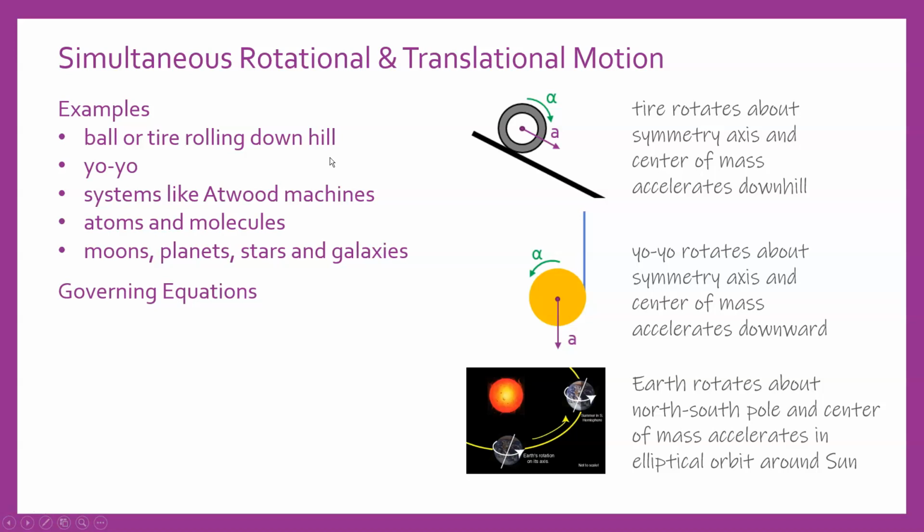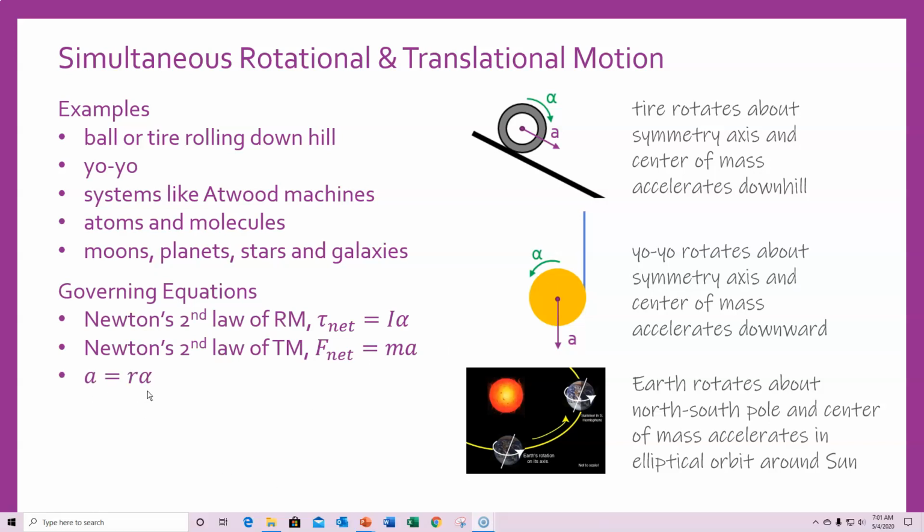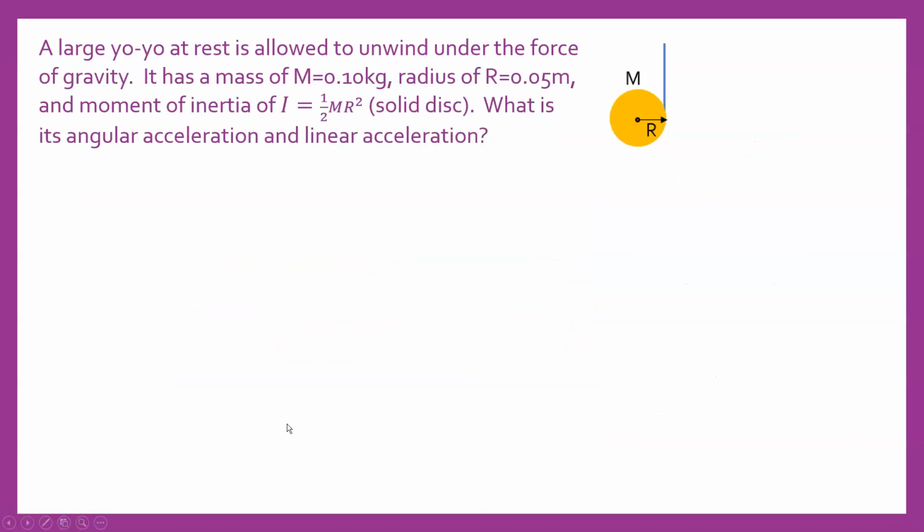So let's look at the governing equations when we have simultaneous rotational and translational motion. Both Newton's second laws have to hold true, and this relationship ties the two together. Let's take a look at a problem using a yo-yo. It's at rest and it's allowed to unwind under the force of gravity, and it has a mass of 1/10 of a kilogram, a radius of 5 centimeters, and a moment of inertia for a solid disk rotating about its symmetry axis.